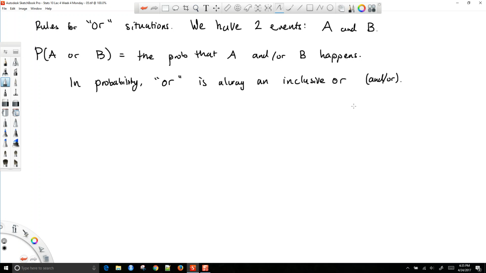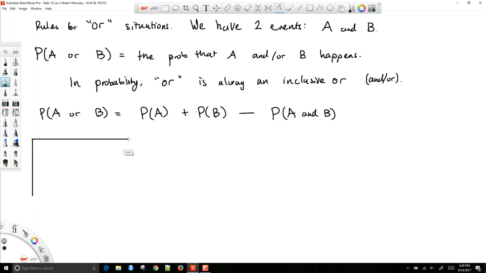And when we write it down, sometimes it's not clear. But in probability, whenever you see it inside this thing, it's always the inclusive. It's the and or scenario. So when we say, do you like chocolate or vanilla ice cream? It means, do you like chocolate and or vanilla ice cream? Okay. So this is always an inclusive or. So the rule for the probability of A or B, meaning and or B, is equal to the probability of A plus the probability of B minus the overlap, A and B. All right, let me draw a little Venn diagram here.